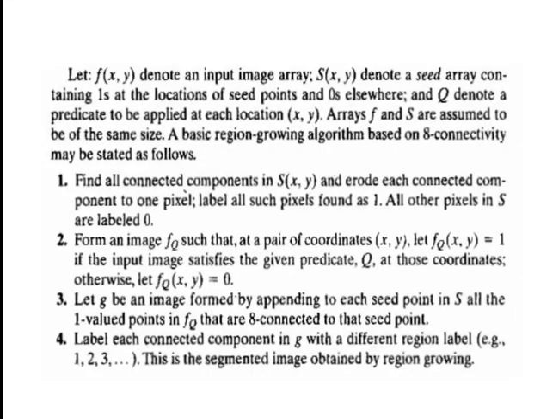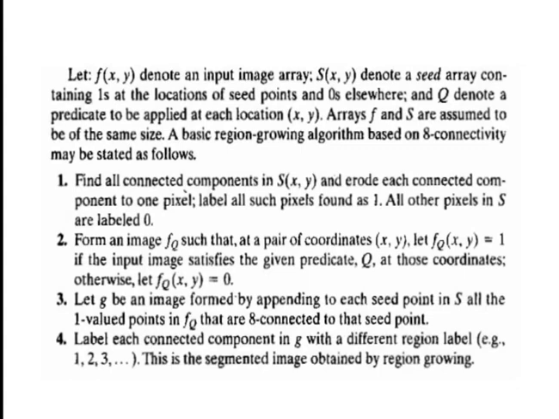Let f of x comma y denote the input image array, s of x comma y denote a seed array containing 1 at the location of seed points and zeros elsewhere, and q denote the predicate to be applied at each location x comma y. Arrays f and s are assumed to be of the same size. The basic region grouping algorithm based on 8 connectivity may be stated as follows.